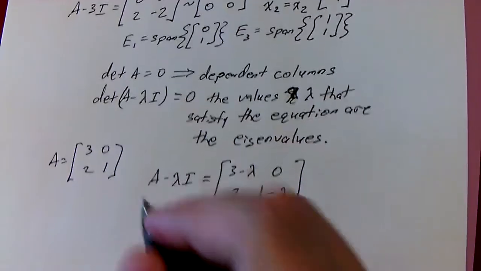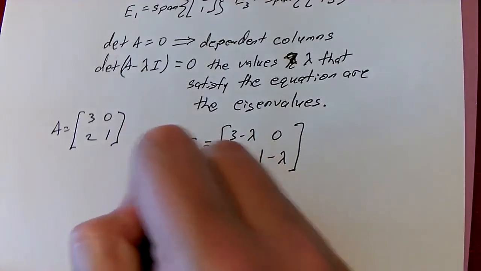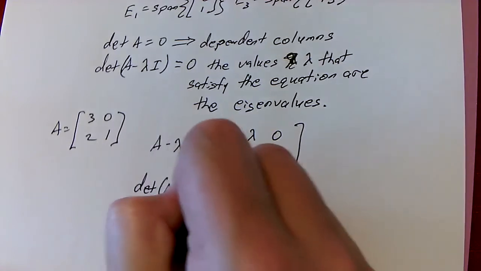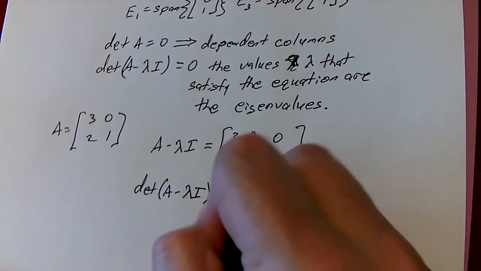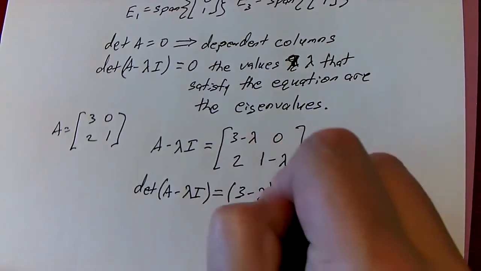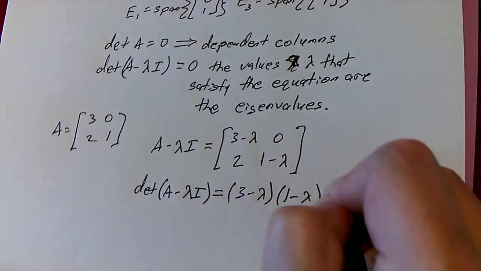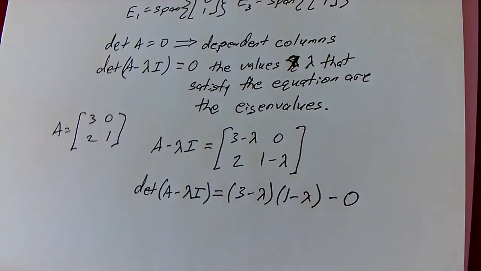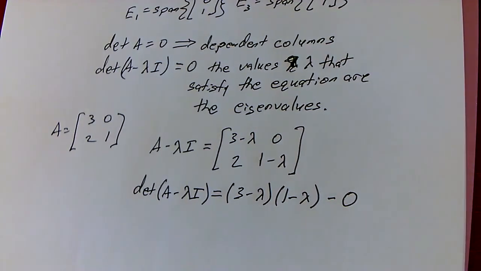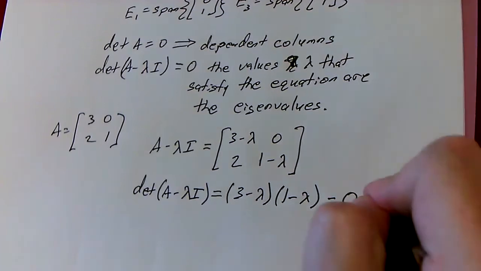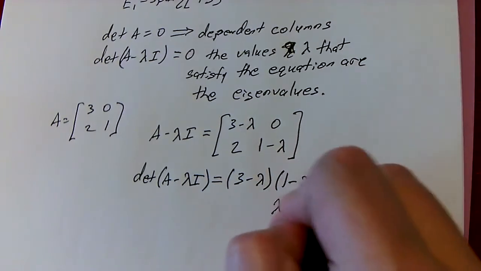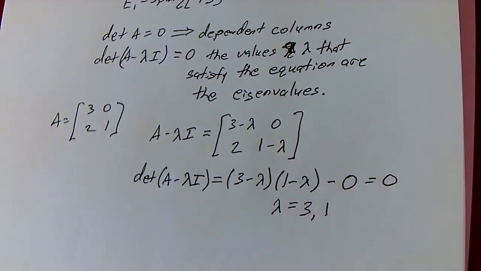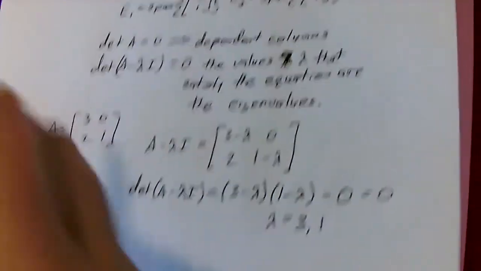Okay, and if I take the determinant of this matrix, I'm going to multiply on the diagonal, so I'm going to do 3 minus lambda times 1 minus lambda, and then minus the multiplication on the off diagonal, so minus 0. 0 times 2 is 0. And I'm setting this equal to 0. And so here again, we have 3 minus lambda and 1 minus lambda equals 0. So this must mean lambda is 3 and 1, which is exactly what we found before.